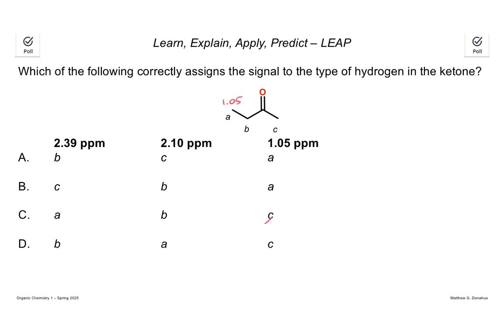Using that, we can eliminate C and D. Now between hydrogens on B and C, C most looks like methane, so that's 2.10, and then B would be 2.39. So we would end up with A as the correct answer for that one. Questions?